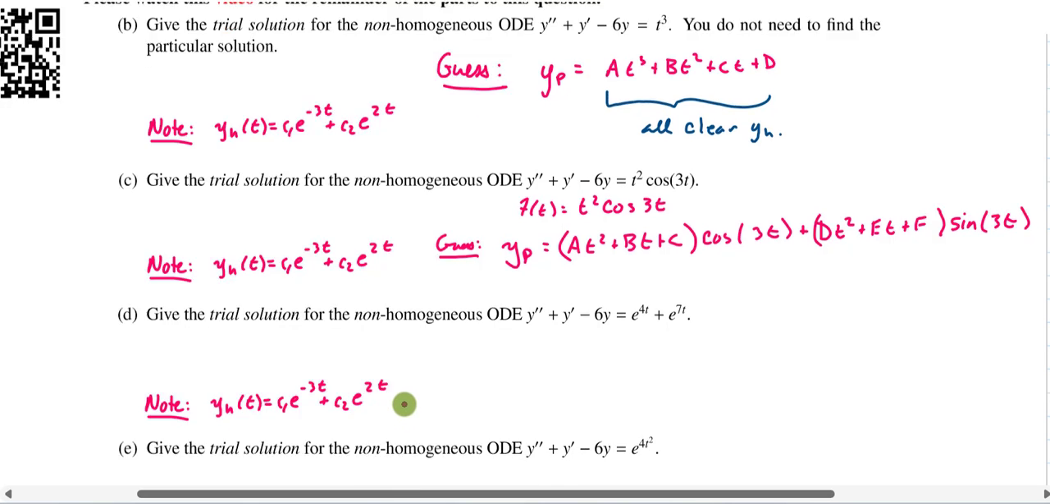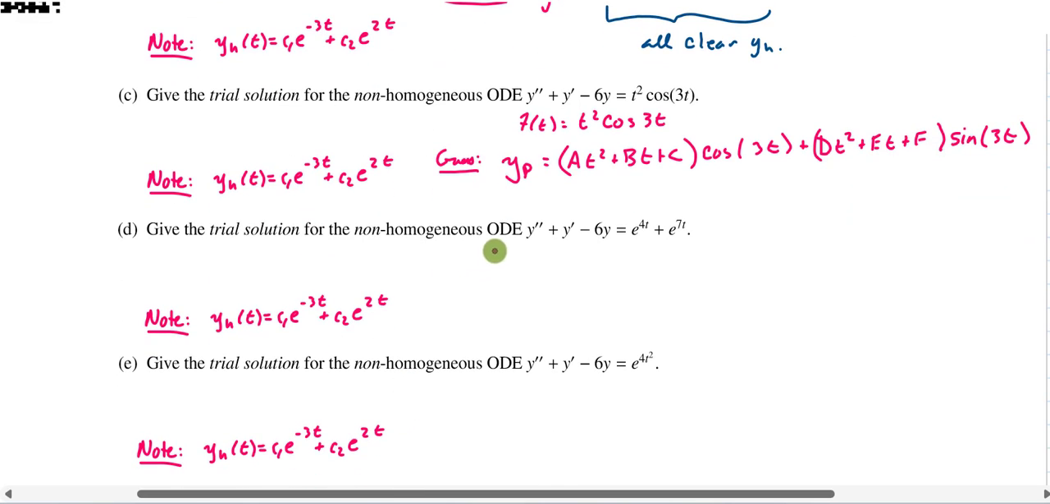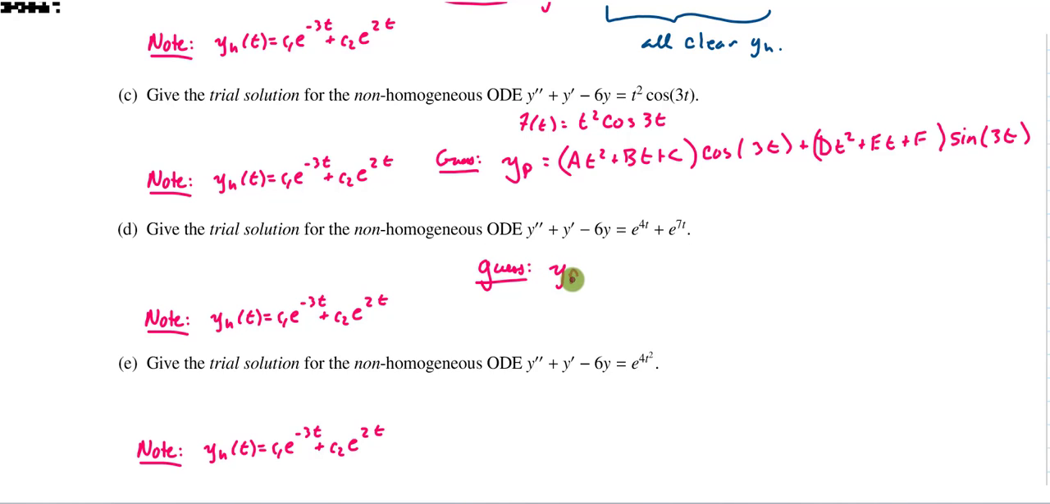Here we're asked to give the trial solution for this, and our guess at what y sub p should be would be Ae^(4t) plus Be^(7t). And I'm going to do this now for this problem, and I should have done it for the previous one. I need to verify that none of my solutions show up in the homogeneous solution.